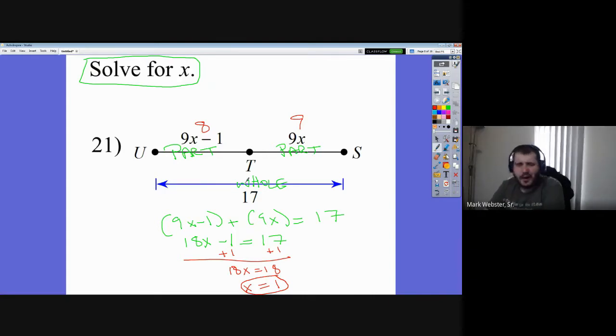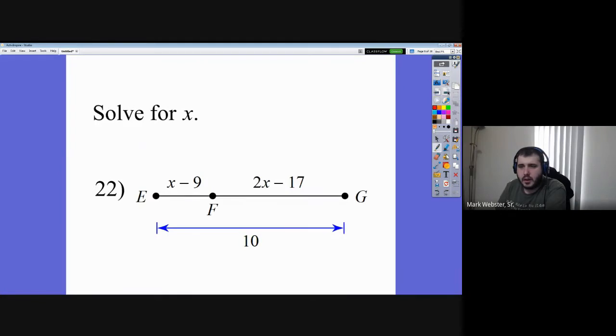So just be aware. Plug it back in to double check your work. If it's not coming out right, maybe you made a mistake in your calculations here. So just be careful. Okay, so go ahead and try this one on your own. See if you can get it.